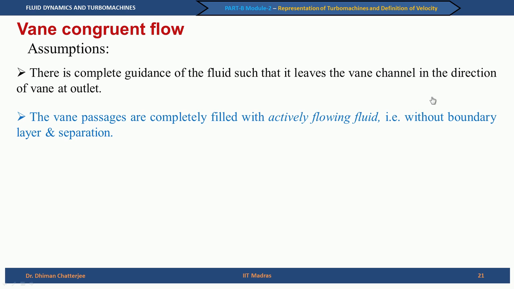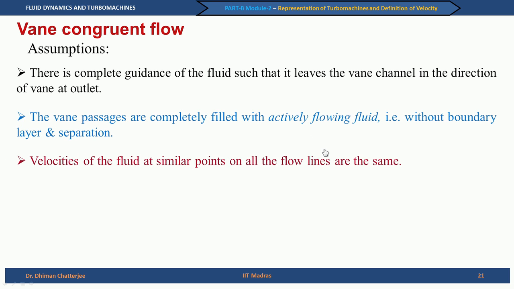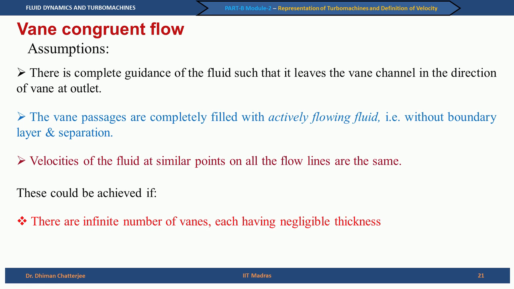The vane passages are completely filled with actively flowing fluid, that is without boundary layer and separation. Velocities of the fluid at similar points on all the flow lines are the same. This we have already shown schematically in the last figure, and this could be achieved if there are infinite number of vanes, each having negligible thickness, and fluids do not have viscosity. What is the significance of the first point? That is, there are infinite number of vanes.